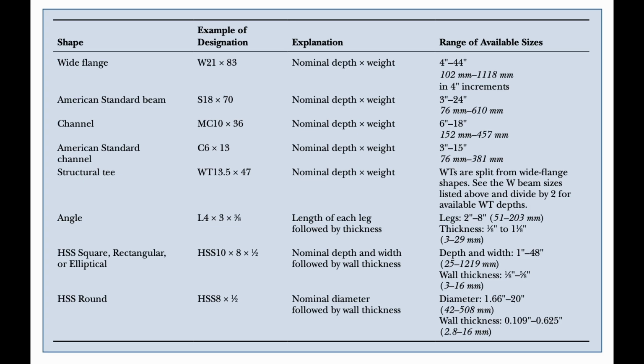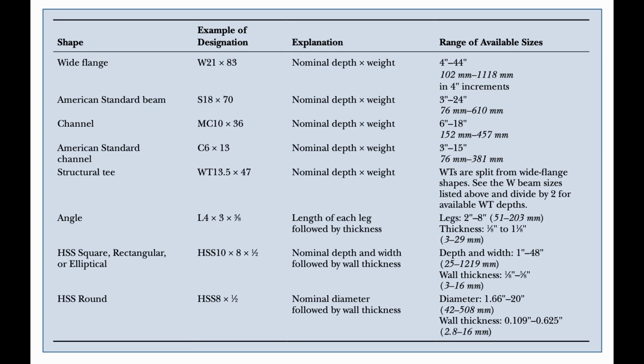So it's letter then dimensions for each of those things. For example, if you see MC 10x22, that is what we call a miscellaneous channel shape, which is what MC stands for. And it's 10 inches deep and it weighs 22 pounds per foot.